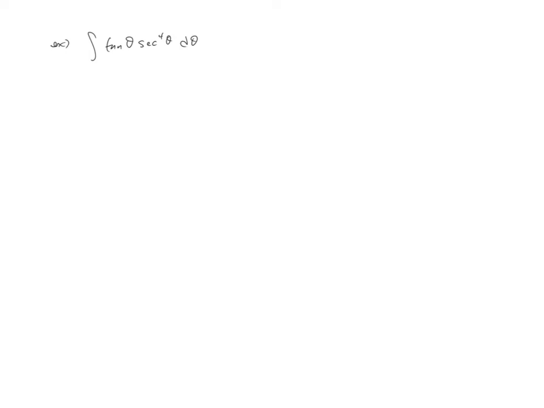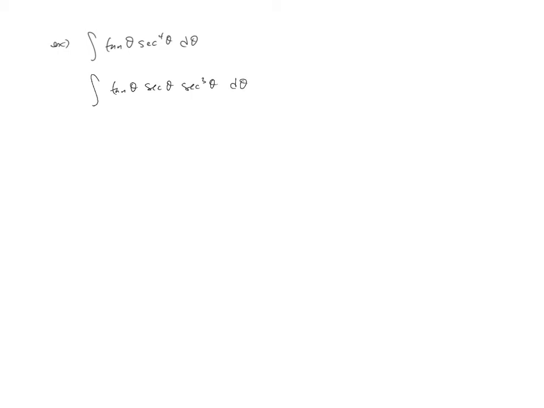All right, so in this video, we're going to continue talking about our trig powers. Looking at our first example here, we have tangent secant to the fourth d theta. To get this started, I'm just going to rewrite it as tangent theta secant theta with a secant cubed theta off to the end there.